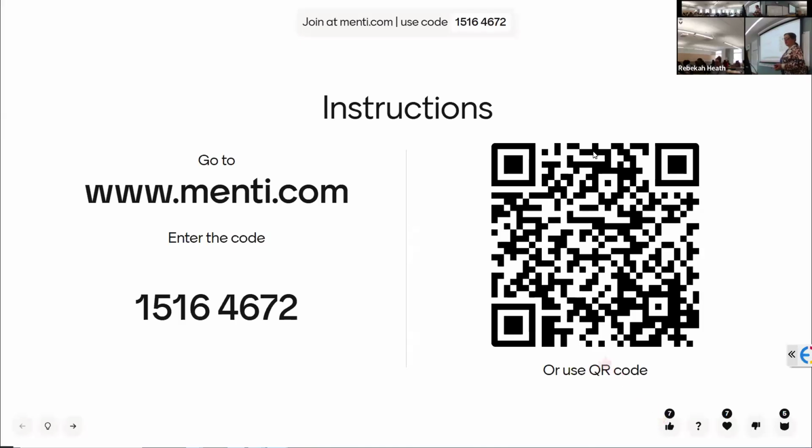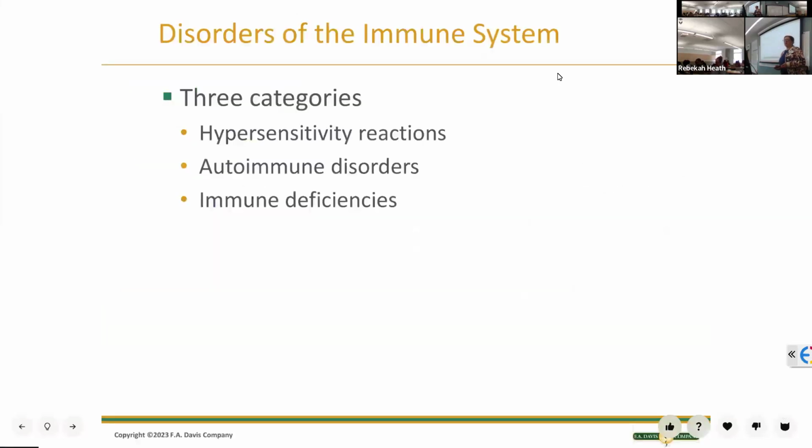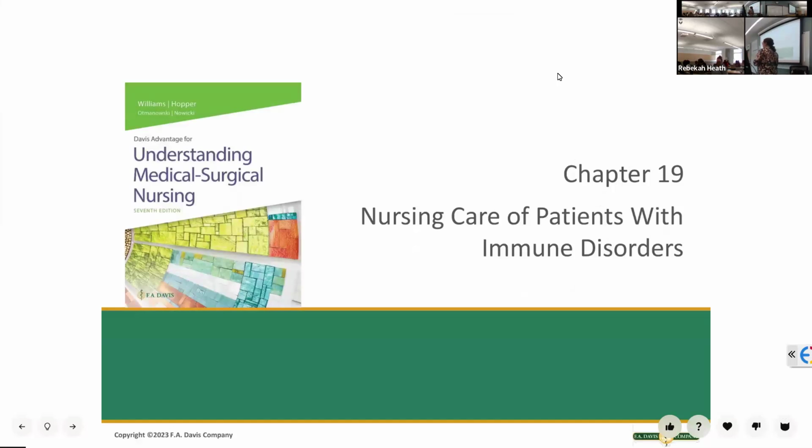All right, so let's talk about immune disorders. Before we get into it, we've already talked about quite a few immune disorders in MedSurg overall. Who could name a couple of the immune disorders we've already talked about? MS. MD maybe. We could even go back to rheumatoid arthritis. There's a lot of different disorders that have immune components.